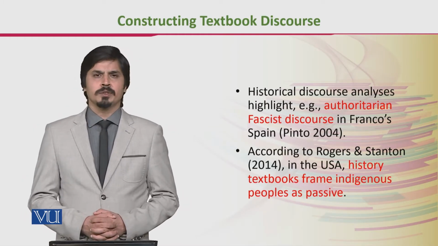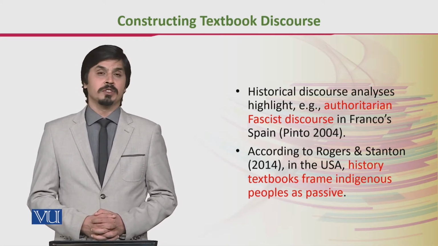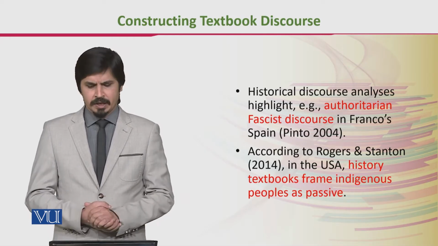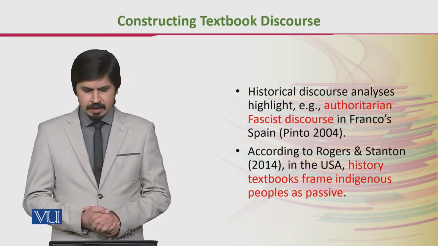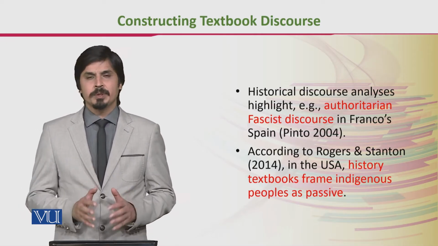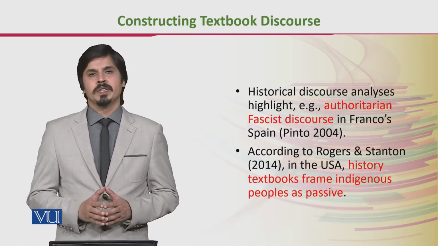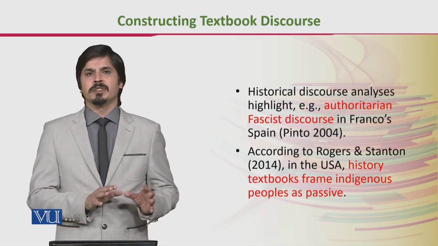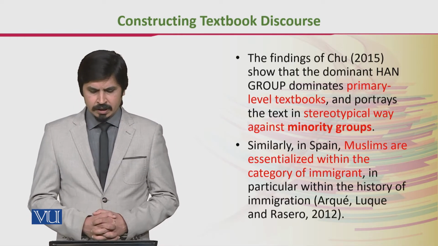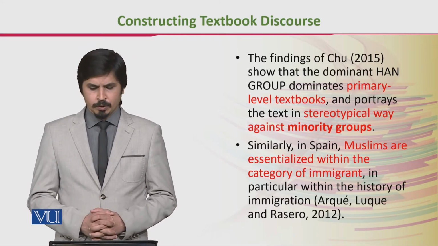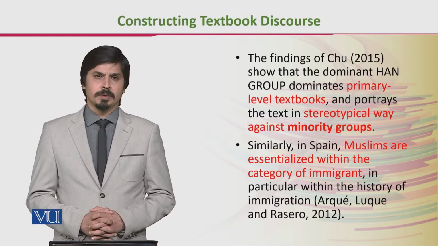For example, historical discourse analysis highlights some kind of authoritarian fascist discourse in Franco's Spain, and this study was conducted somewhere in 2004 by Pinto. Then, according to Roger and Stanton, in USA, history textbooks frame indigenous people as passive, inactive, which is a kind of marginalization of the indigenous people in USA. And you can see some traces of racism in such marginalization also. Then the findings have found that primary level textbooks do promote some kind of group domination and portray certain groups, minority groups, in stereotypical ways.